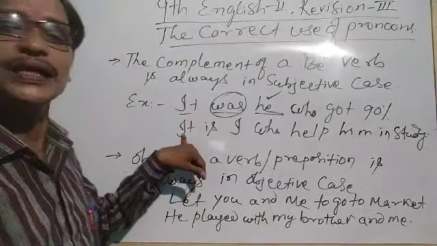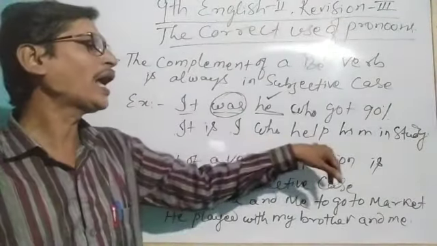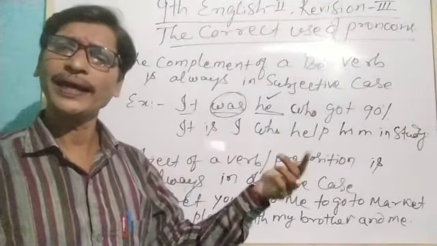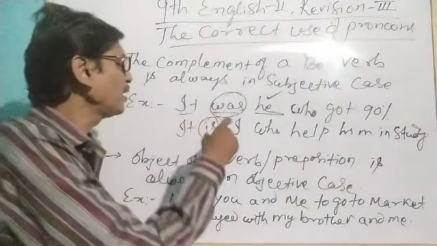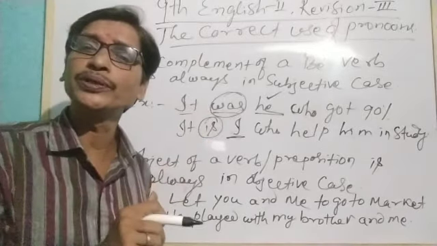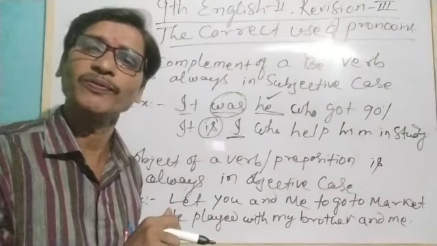Understand? So similarly, another example is given. It is I who help him in study. So therefore, is is a be verb, and this is the complement of this be verb. Therefore, we have used its subjective case in our sentence while writing.